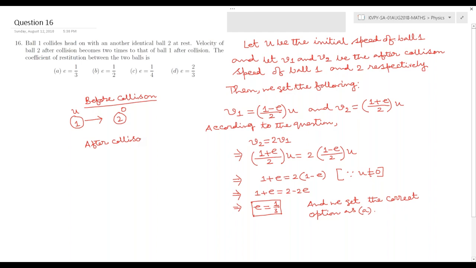After collision, ball 2 started moving with a velocity V2, and ball 1 started moving with a velocity V1. According to the condition, V2 is equal to 2 times V1. Based on the relationship of the coefficient of restitution, V1 is equal to (1 minus e)/2 times u, and V2 is equal to (1 plus e)/2 times u. After that, we use the given condition, V2 equal to 2 times V1, and then it is just mathematical derivation towards the solution.